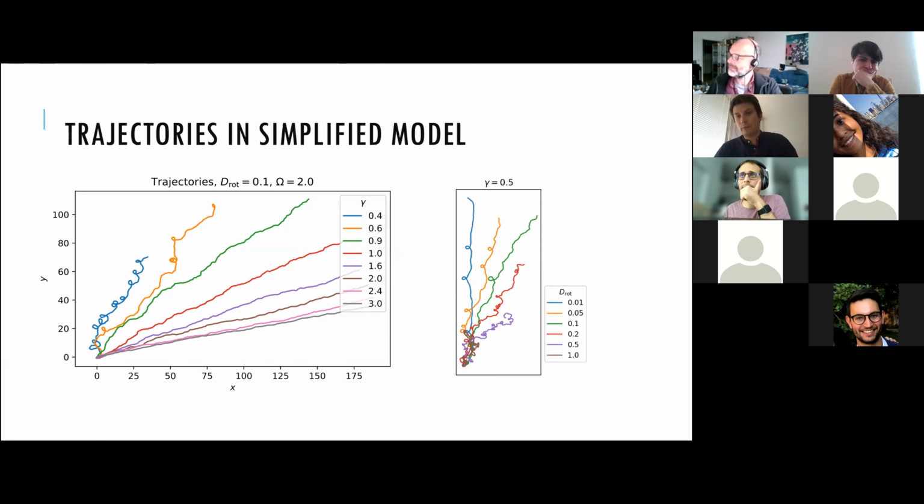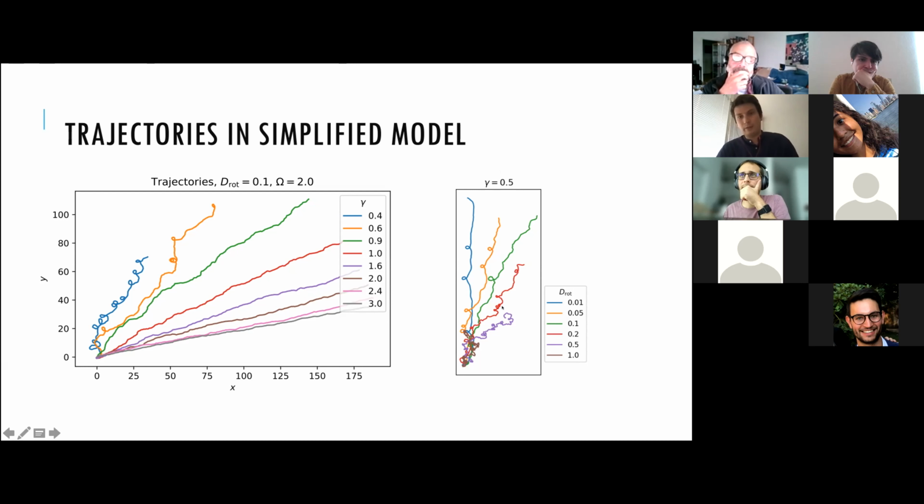So here one cannot simply drop out the dependence on rotational diffusivity, the dependence of the direction of motion on this rotational diffusivity. The direction of motion is quite complicated. It has a complicated dependence, in principle, on all parameters: on omega, on gamma, and on rotational diffusion. So on the internal drift, on this external field, and on this rotational diffusion.